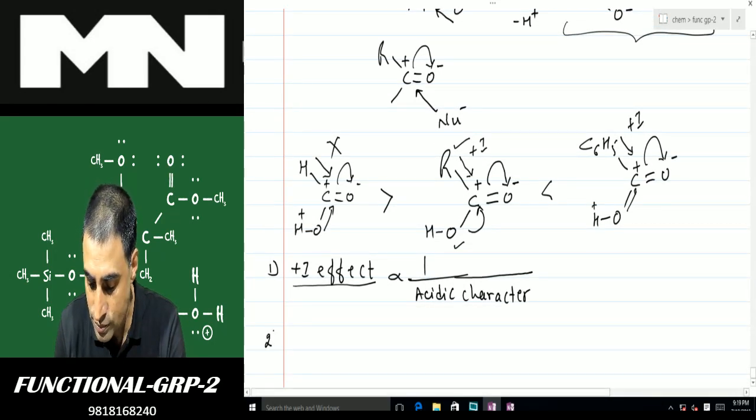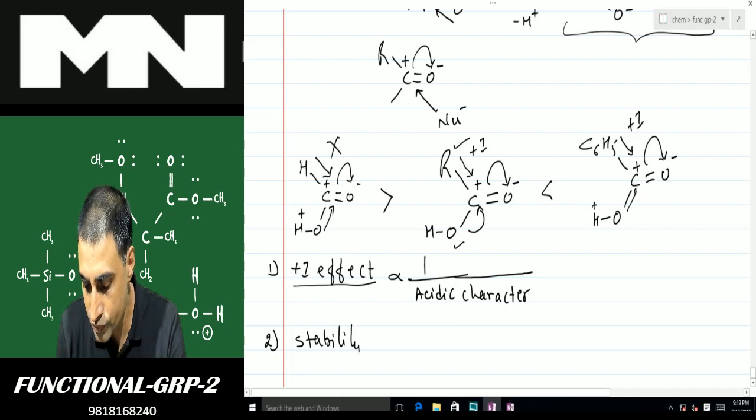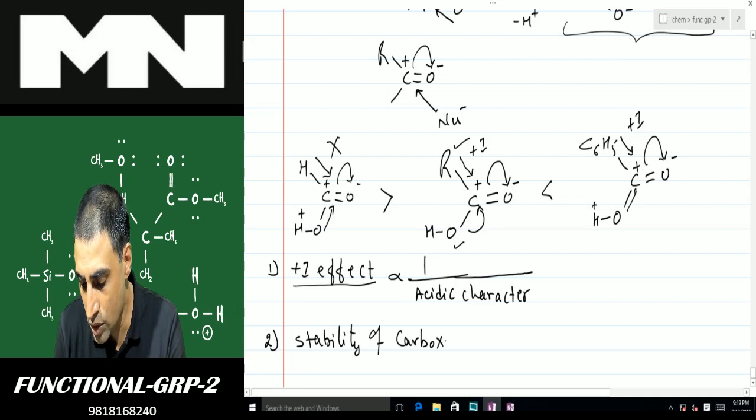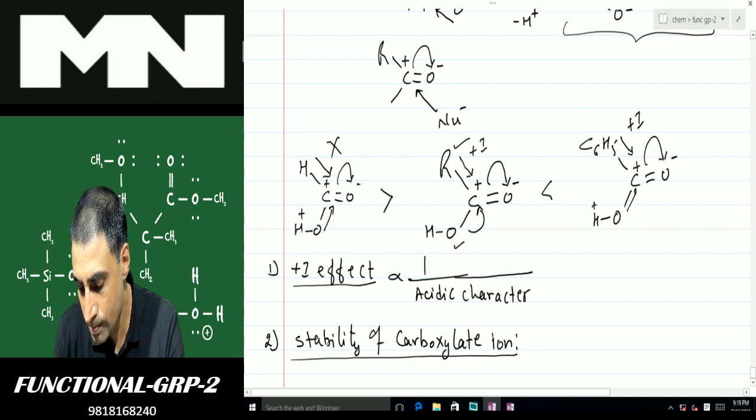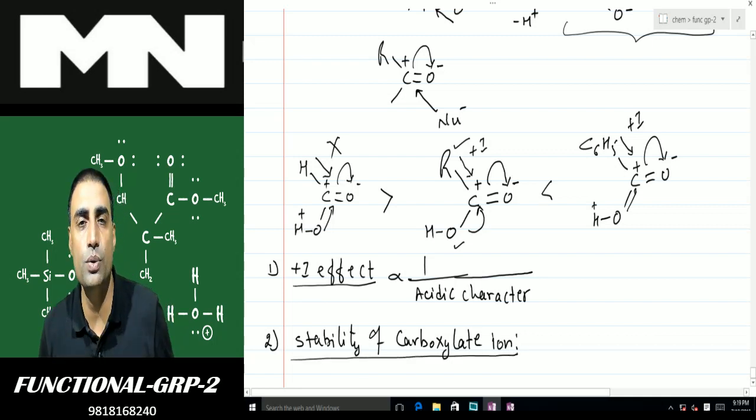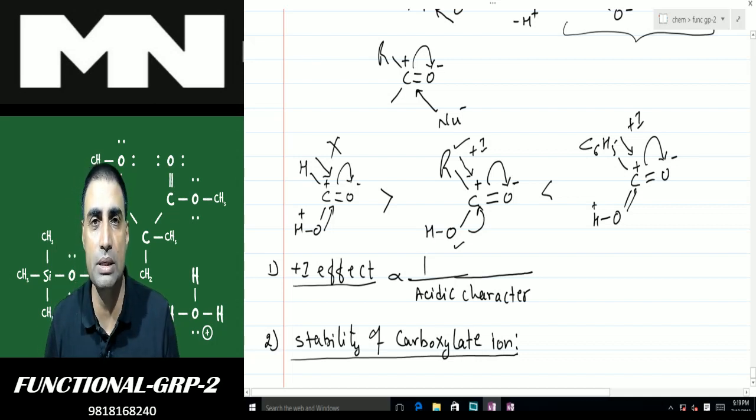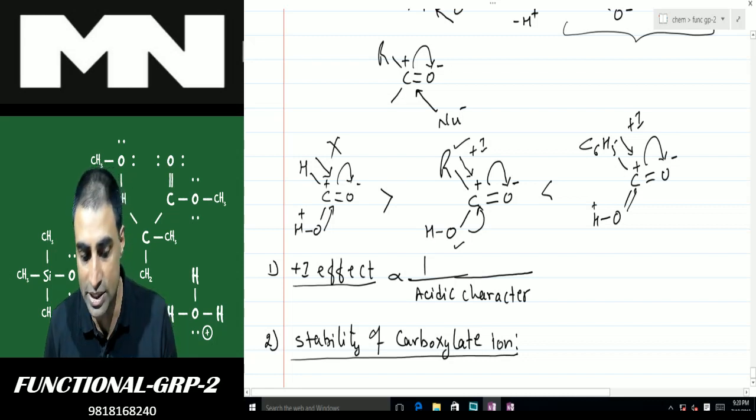Second factor is the stability of carboxylate ion. Well, in this case, I'll tell you that greater the stability of the carboxylate ion, the more will be the tendency of the carboxylic acid to donate H positive ion and getting converted to the more stabilized carboxylate ion. And that's why the more will be the acidic character of the carboxylic acid.